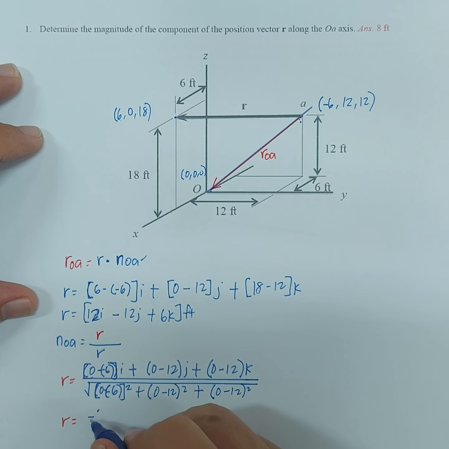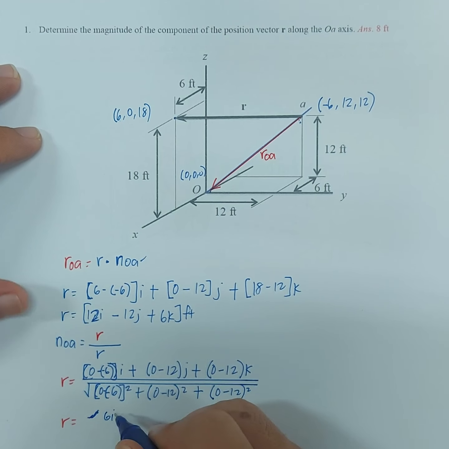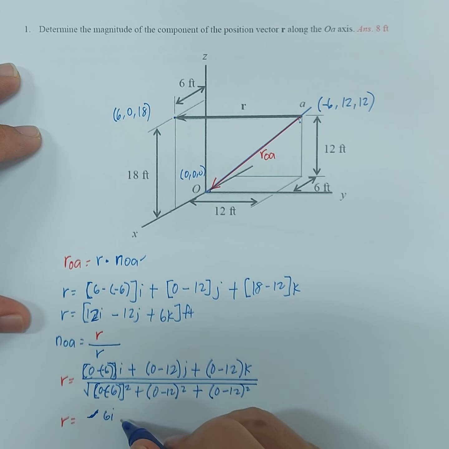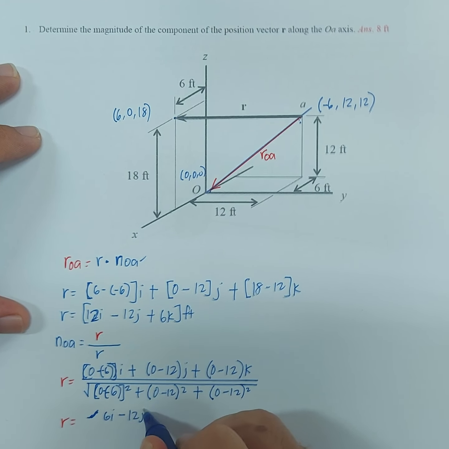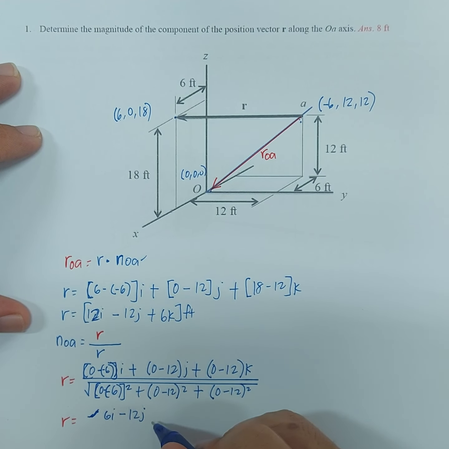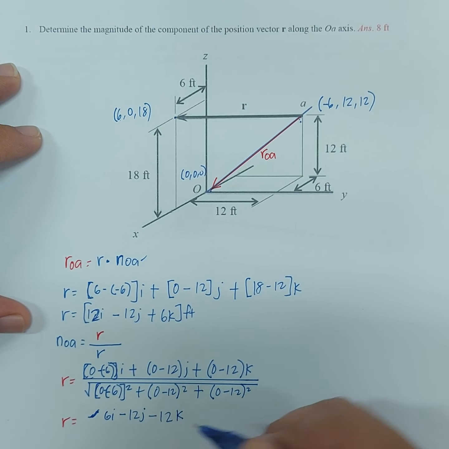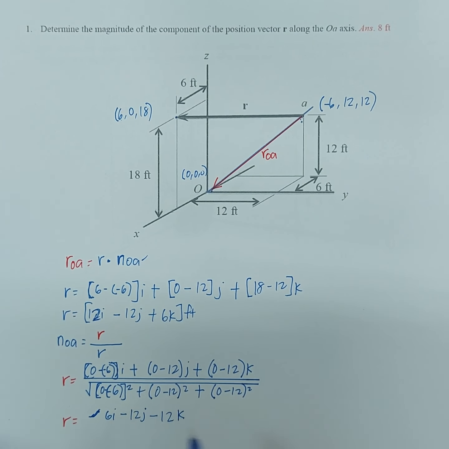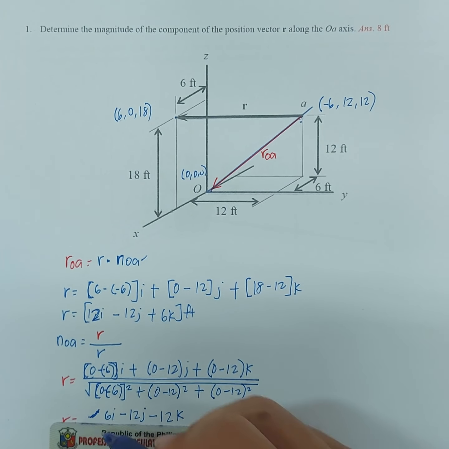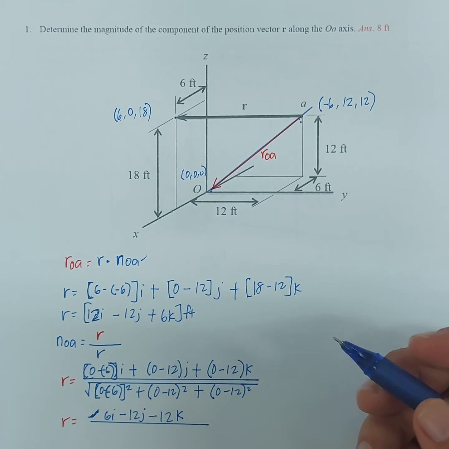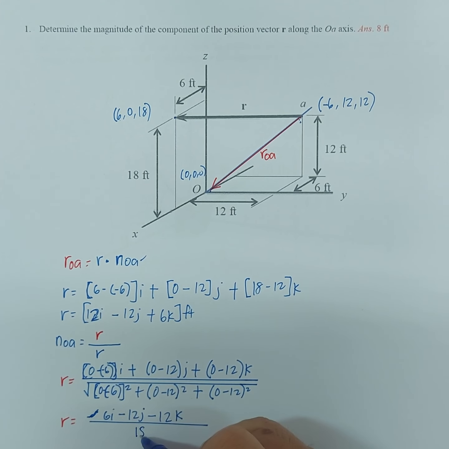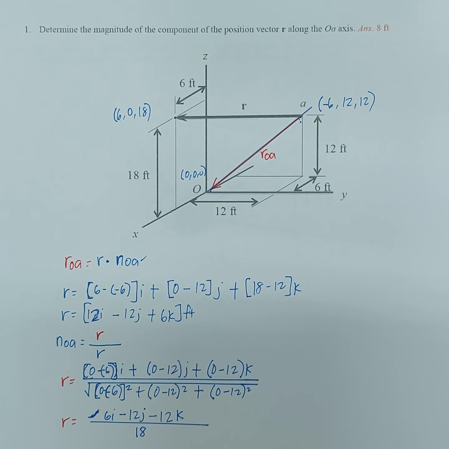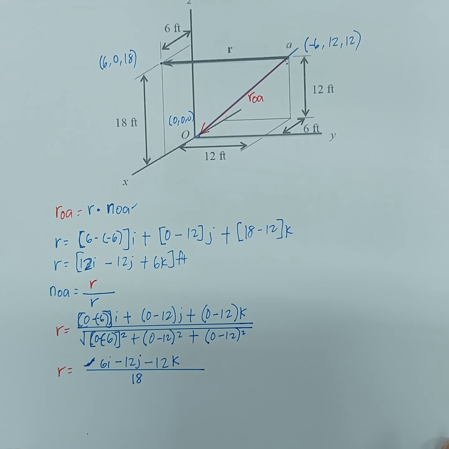So that is 6i minus 12j minus 12k, divided by the distance, so this would be 18. I hope that's clear.